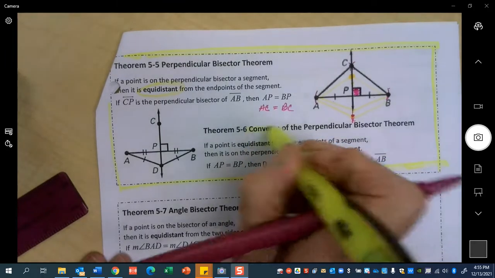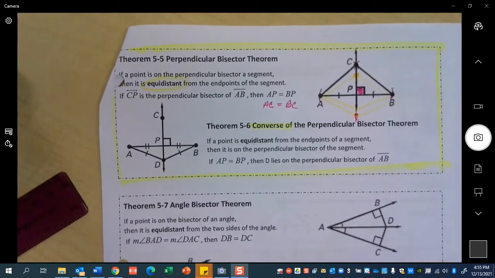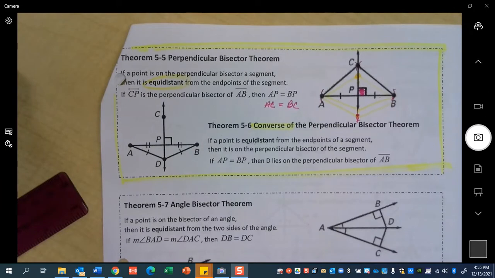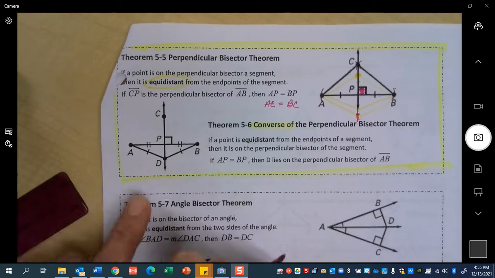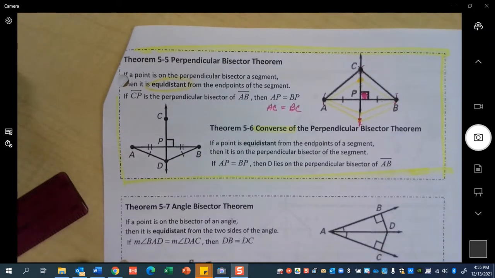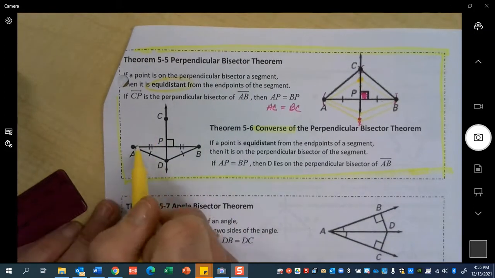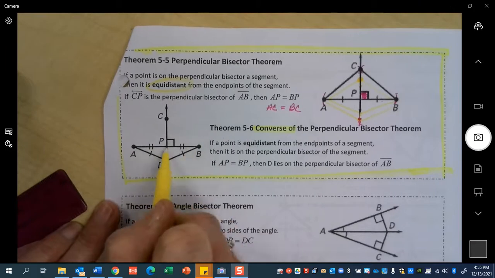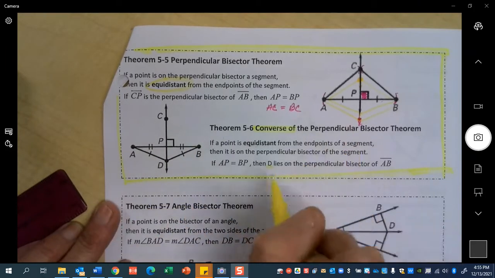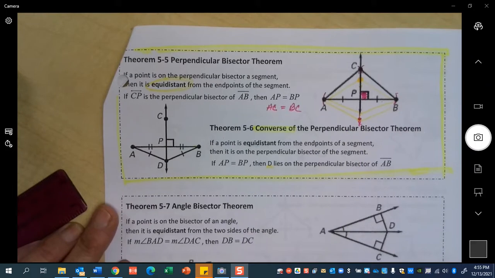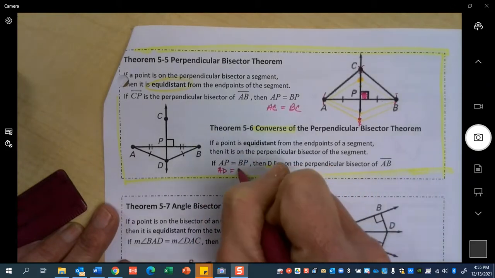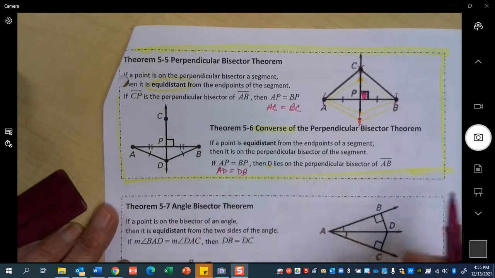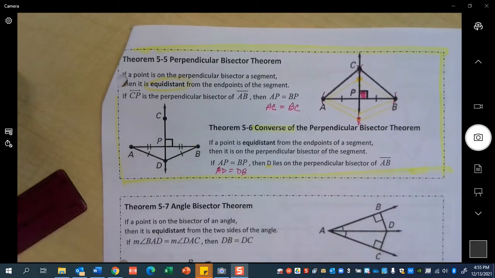All right, our converse of the perpendicular bisector theorem says the same thing, but in reverse. If you have a point that's equidistant from the endpoints of the segment, then it's on the perpendicular bisector. So if the distance from A to P is the same as B to P, then guess what? That segment is on the perpendicular bisector. Same as if the distance from A to D is the same as D to B, D is on that perpendicular bisector.